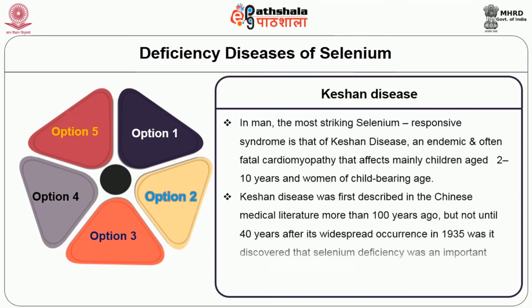Keshan disease. In man, the most striking selenium responsive syndrome is that of Keshan disease, an endemic and often fatal cardiomyopathy that affects mainly children aged between 2 to 10 years and women of childbearing age. Keshan disease was first described in the Chinese medical literature more than 100 years ago, but not until 40 years after its widespread occurrence in 1935 was it discovered that selenium deficiency was an important factor in its etiology.